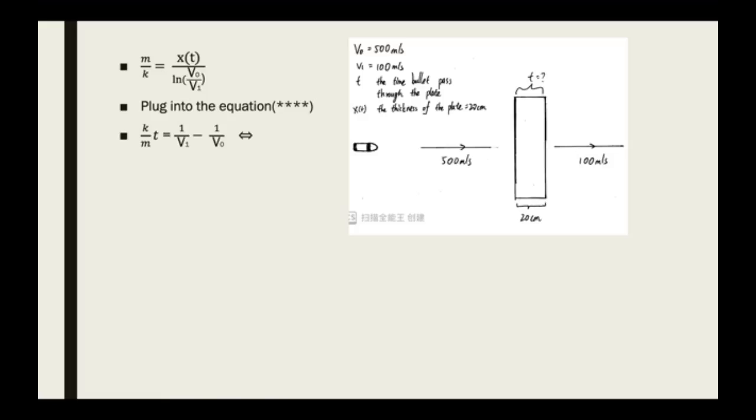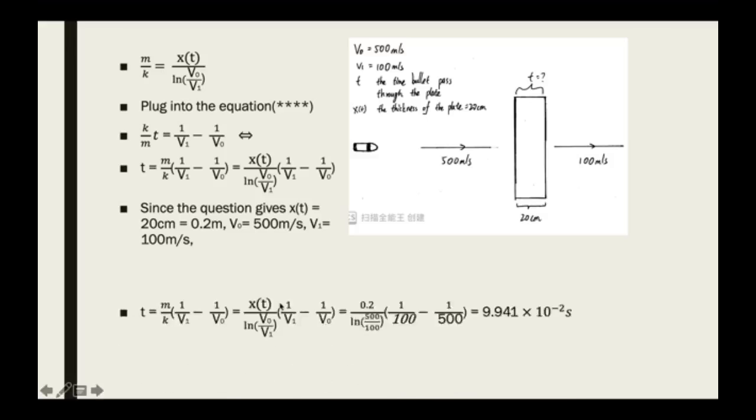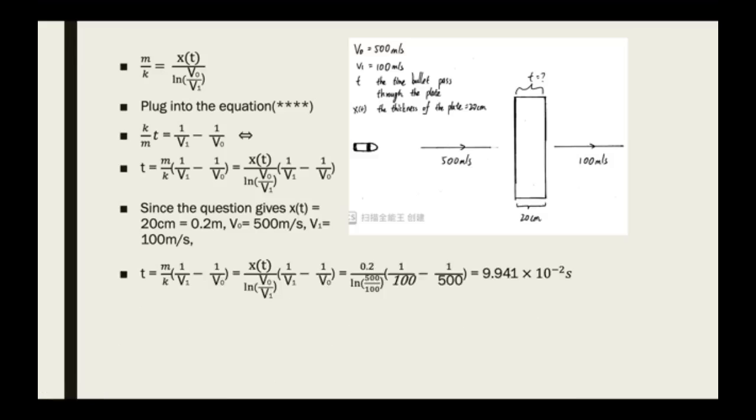And finally, we can find the formula for t, which is this one. And we plug in the variables given in the question, and we can get the final solution. We can get t is equal to 9.941 times 10 to the negative 2.